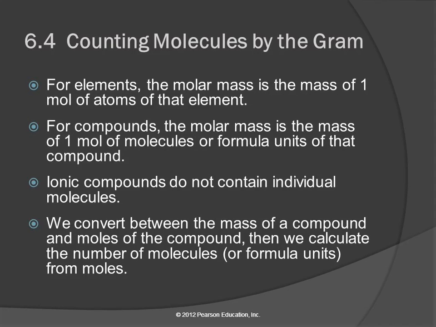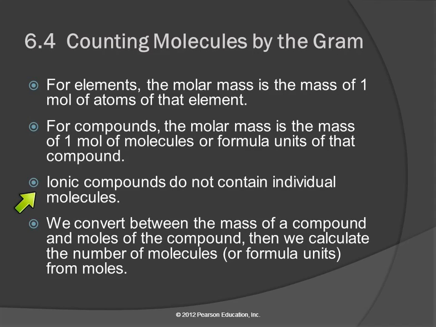Counting molecules by the gram. So for elements, the molar mass is the mass of 1 mole of atoms of that element. But compounds have more atoms in them. And so the molar mass is the mass of 1 mole of molecules or formula units of that compound, which relates to that little bit of chapter 5 we talked about first. We can find out the mass of the molecule or the formula unit.